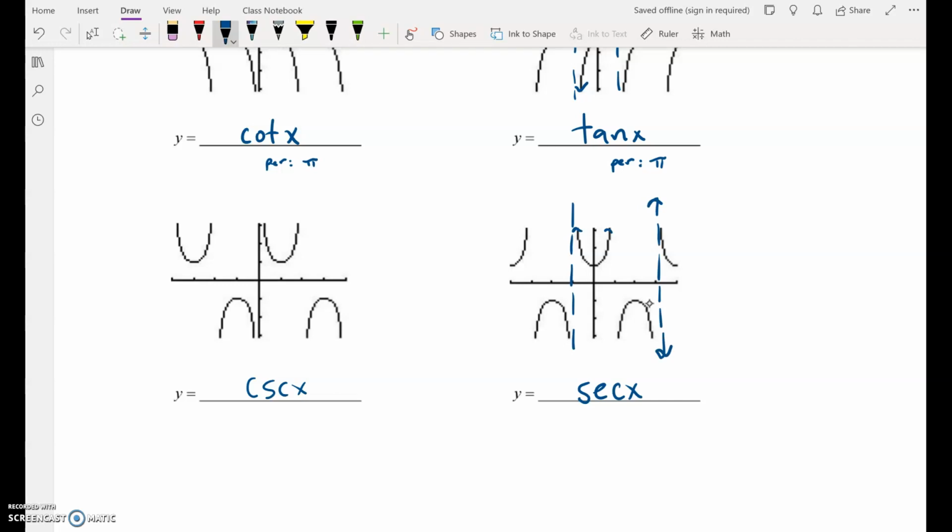Because the period has to do the complete cycle that you then just repeat. In a secant of x, you have a parabola that's up here, and then a parabola that's down here. And then it repeats up here, down here, and then it would repeat up here, down here. So it actually does take a period of 1, 2, 3, 4. It has a period of 2 pi. So secant and cosecant do have a period of 2 pi. It takes 4 tick marks for them to complete a cycle.